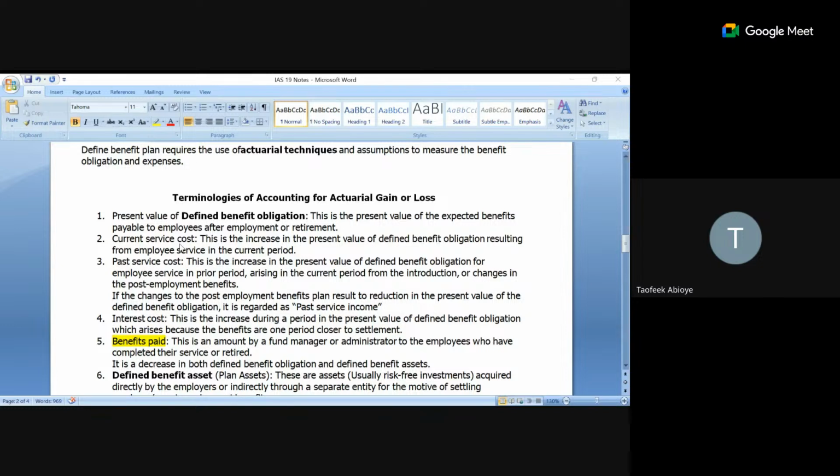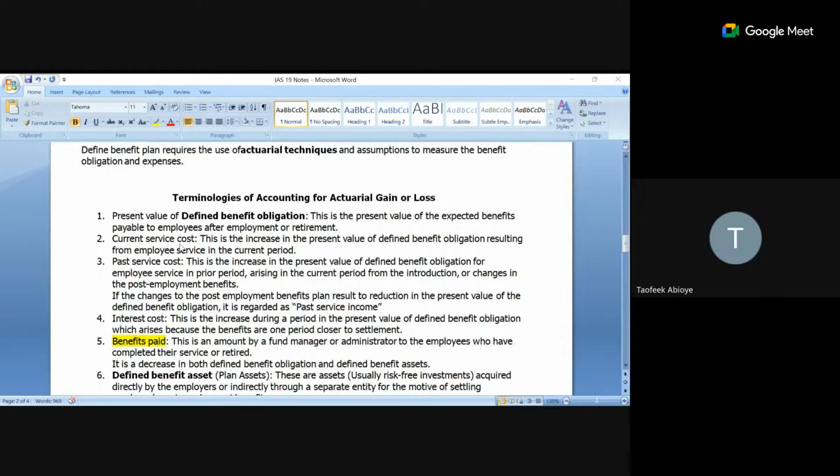Now, fourth one is interest cost. Interest cost is what I explained earlier. It is like unwinding cost. Whenever you have a present value, there must be an interest. There must be an interest. It will increase your present value of defined benefit obligation. So if you look at it very well, current service cost, past service cost, interest cost, three of them will increase your defined benefit obligation.